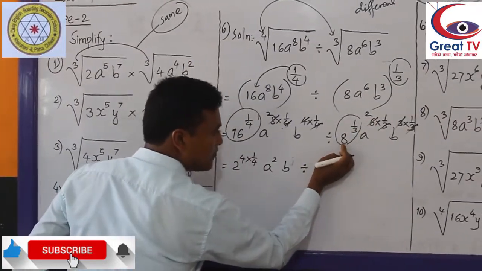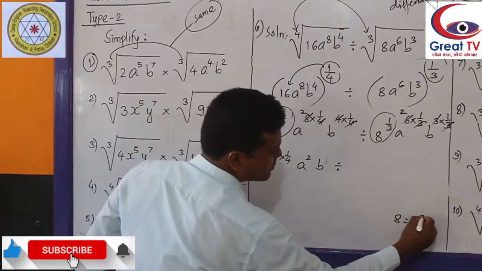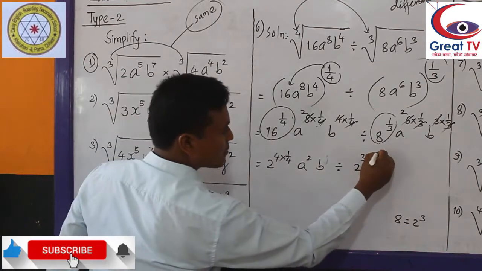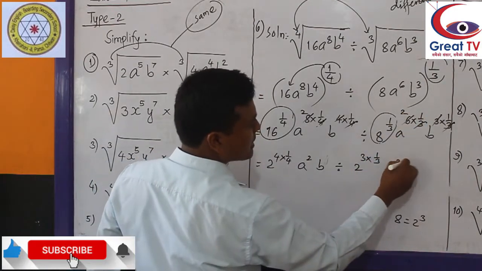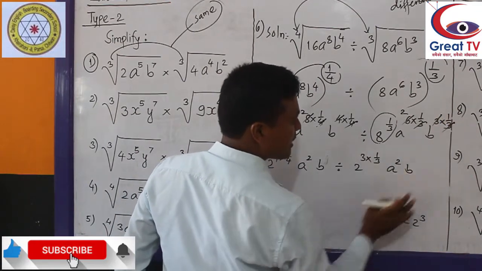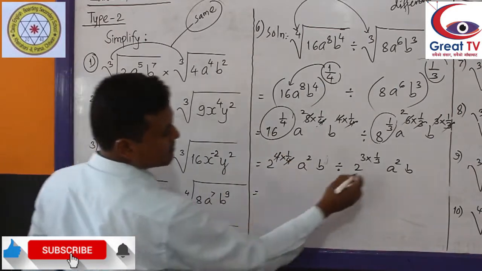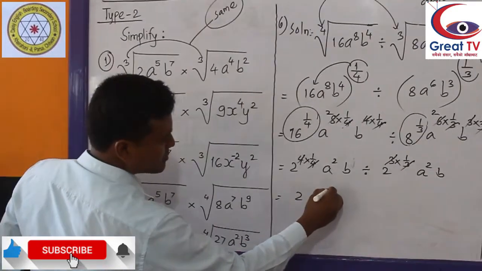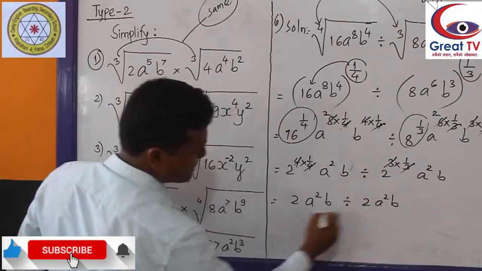So expressing the base in cube form, we know 8 is equal to 2 cube. So writing 2 cube in the place of 8, 1 upon 3. A, there is 2 ones are 2 remaining. B, 1 ones are 1, b only. Now 4 up, 4 down cancel. 3 up, 3 down cancel. 2 remaining. 2a square b divided by 2a square b.